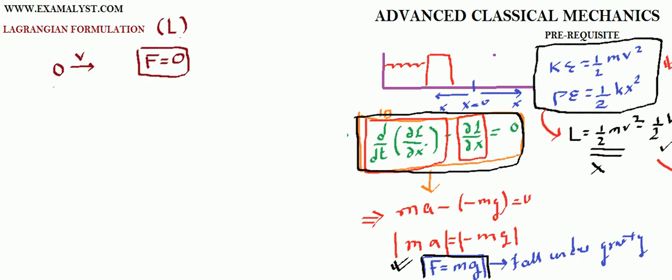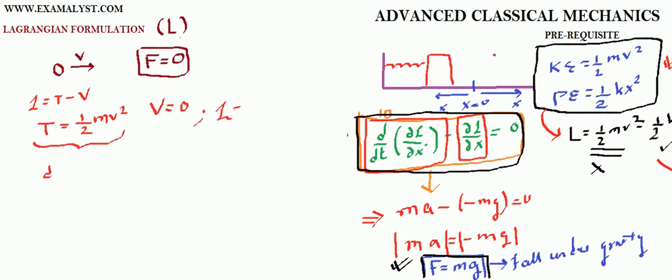Okay. So the Lagrangian says that you have to subtract the potential energy from the kinetic energy. So what is the kinetic energy of a free object moving at a particular velocity? It is half m v square. The potential is 0 because no force or potential is acting. So a freely moving object only has kinetic energy. The Lagrangian is T minus V. Since V is 0, the Lagrangian is only half m v square.